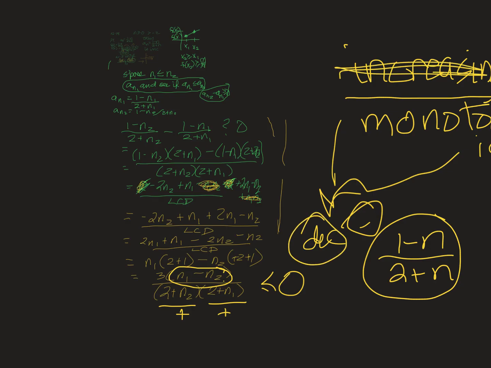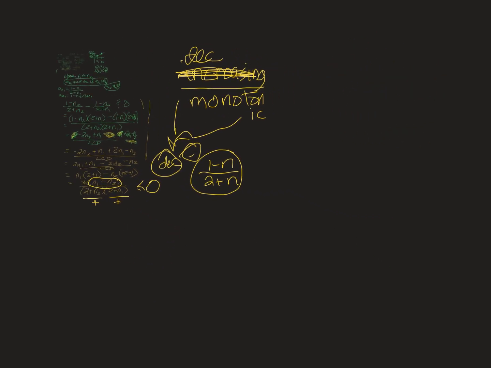So it's decreasing. That's monotonic still, because it's always decreasing. Okay, so now the issue is, what is it bounded by? Okay, and this is where I said the graph could help us.